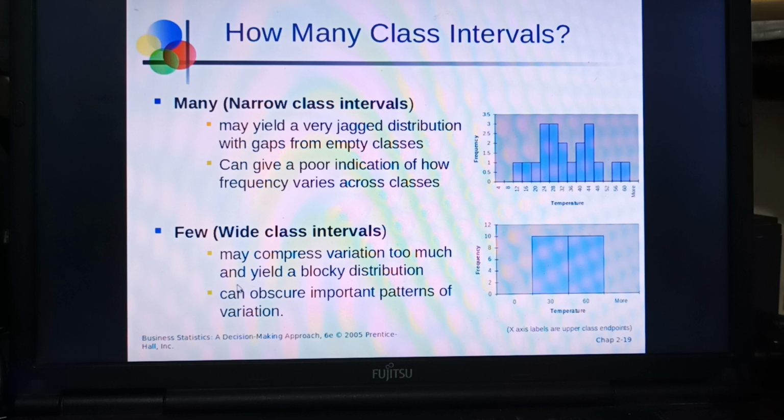While if there are too few, the opposite would happen. It may compress variation too much and yield a blocky distribution, too fat. And it can obscure important patterns of variation. So you will not see the variation well, the differences, if your class interval is too wide.